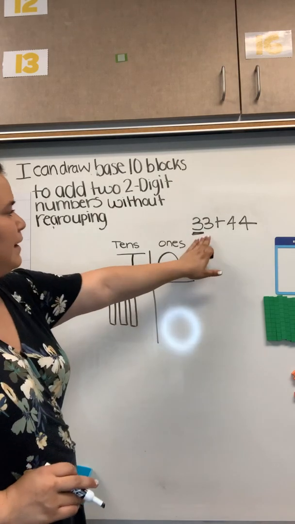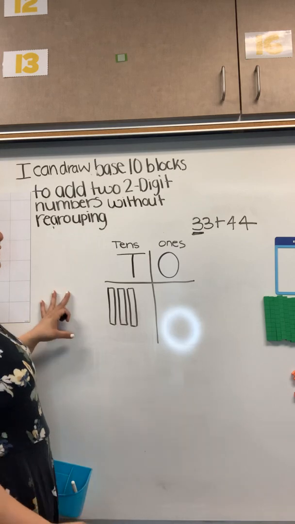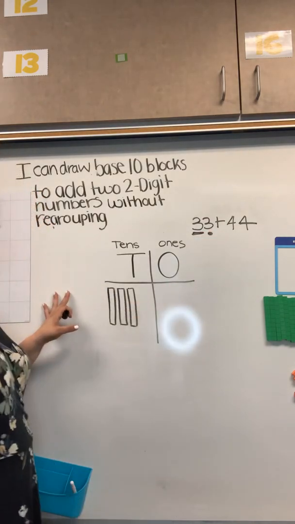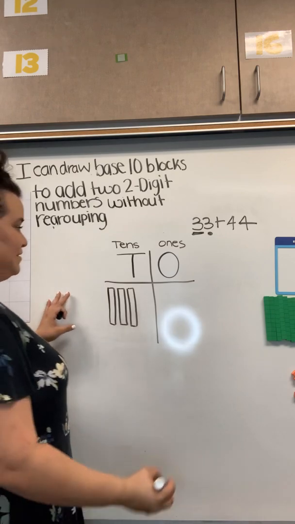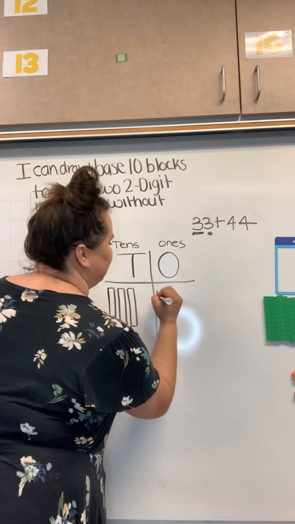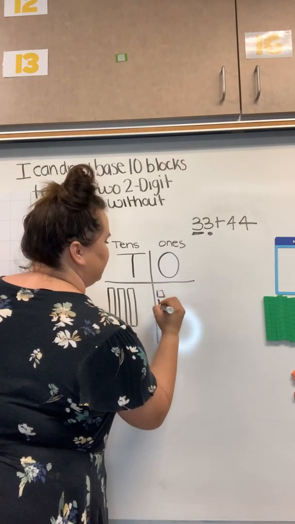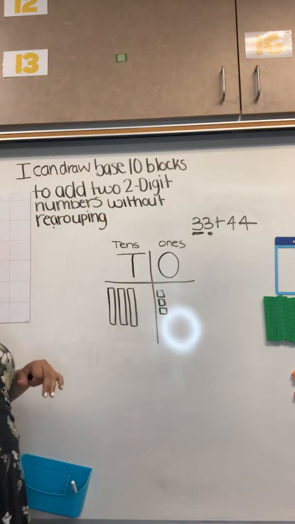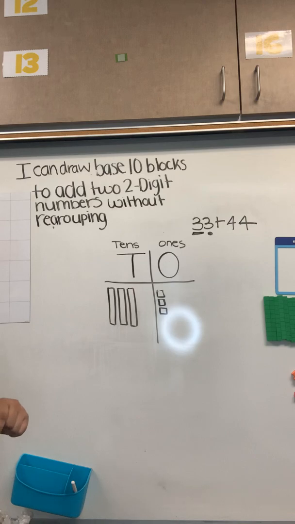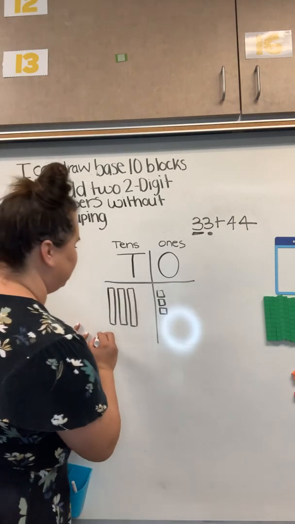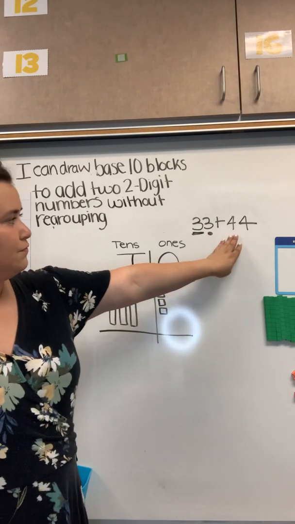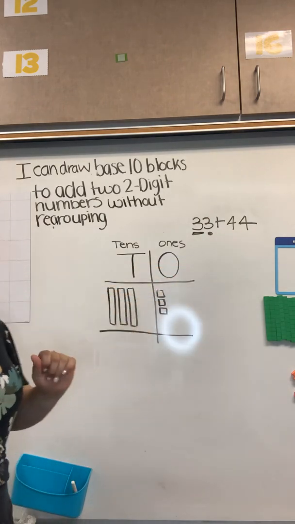All right, now how many ones are in the number 33? How many ones? 3, good job. So now we're gonna draw 3 ones. All right, so we have the first number. Let's draw a line under so we don't get confused. So now we're gonna do the number 44.